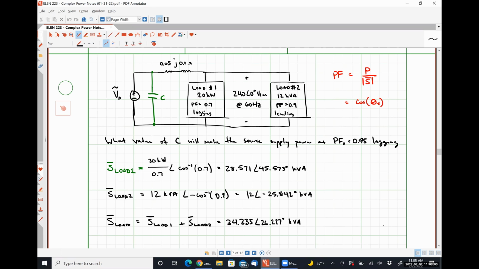Where we had figured out the complex power absorbed by our composite load, so lumping load 1 and 2 together to treat it as a single load. And so the next thing that we're going to need to figure out is the complex power that's absorbed by our transmission line, represented by the 0.05 plus j0.2 ohm impedance, which it looks like I forgot a plus sign here.